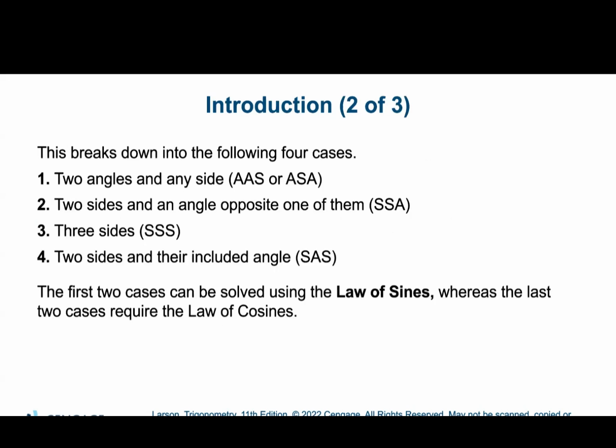In order to solve a triangle, which means to find the measure of all the angles and the lengths of all the sides, we need to be given some information to start with. Depending on which information we're given, that would determine what method we use to solve the triangle. So if we are given the measure of two angles and the length of any side, that would be case one. Or if we're given the length of two sides and an angle that's opposite one of them, that would be case two. In those two cases, we can use law of sines to solve the triangle. The other two cases, we need law of cosines, which we'll talk about in 3.2.